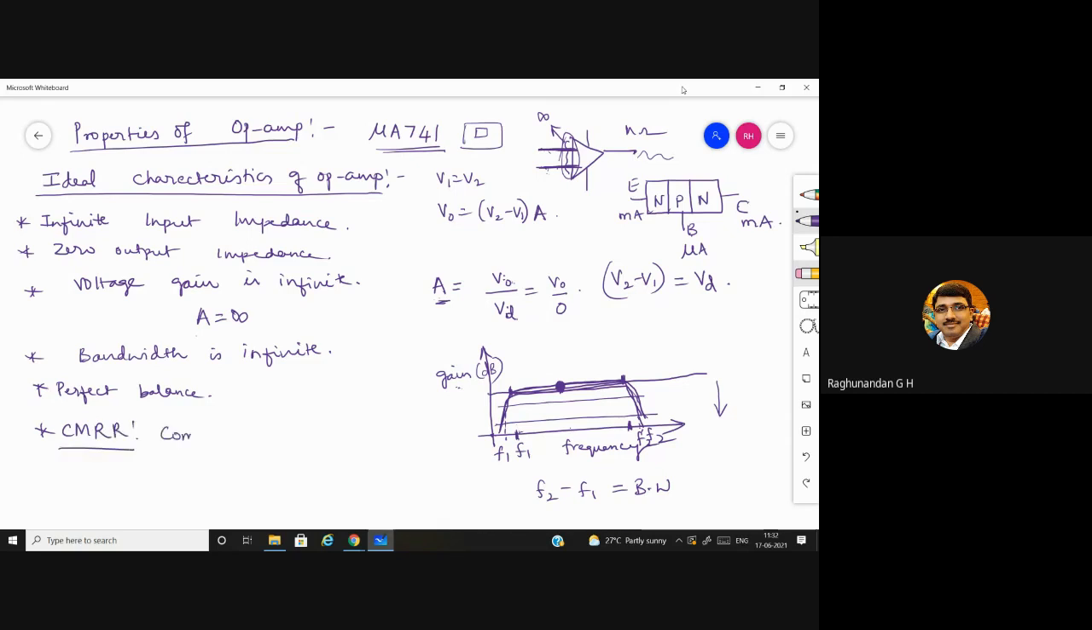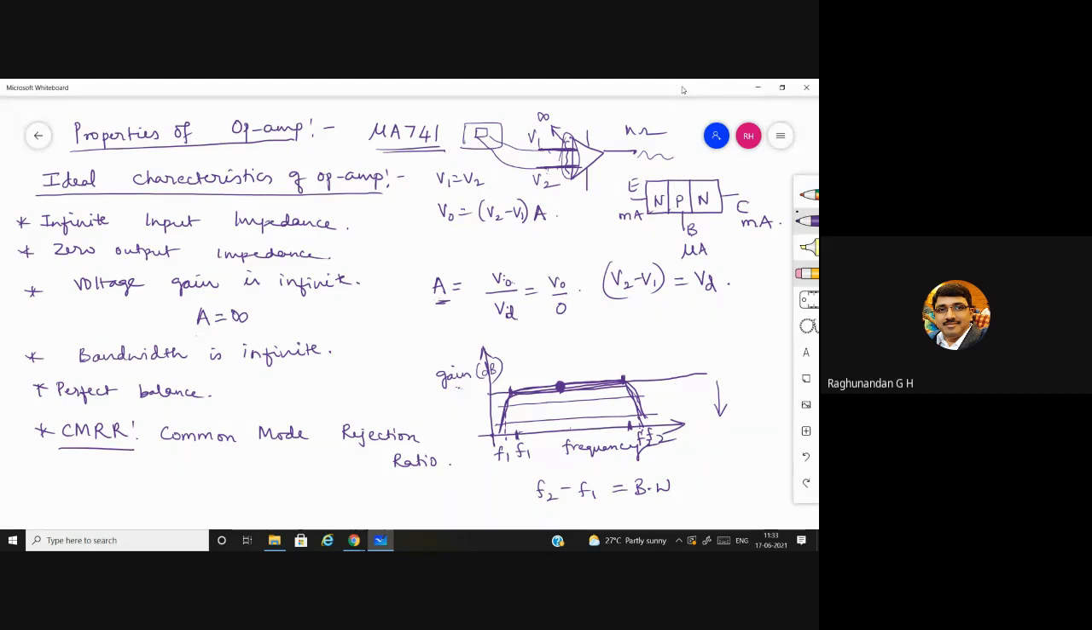Next is CMRR. CMRR means common mode rejection ratio. Before understanding what CMRR is, let us first understand what common mode is. See, both the terminals are connected to a power supply, and V1 might be different and V2 might be different, but the voltage is obtained from the same power supply. V1 and V2 are obtained from the same power supply. Even though the terminals are different, the supply source is the same.